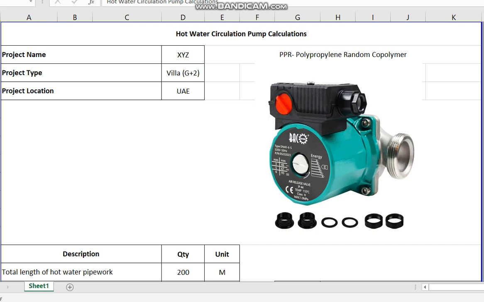In this quick video, I will show you how to calculate the hot water circulation pump flow rate for a villa project at the tender stage. This basic method gives you an idea of pump capacity for early design.